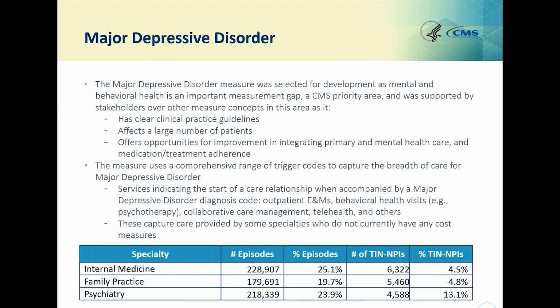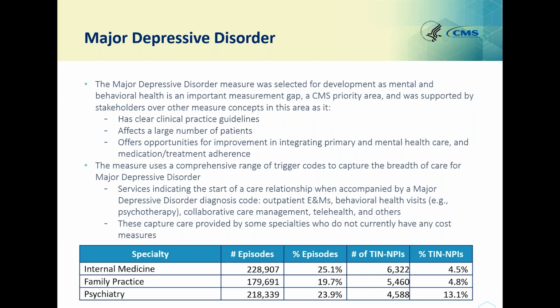Next, we have the Major Depressive Disorder measure. Developing measures for mental health and behavioral health is something that we've been tracking as an important gap, as well as a CMS priority area. In the public comment period for measure prioritization, we heard from stakeholders that they supported the Major Depressive Disorder measure over other potential measures like bipolar and schizoaffective disorder, as it has clear clinical practice guidelines. It also affects a large number of patients and offers opportunities for improvement, such as the integration of primary and mental health care and medication or treatment adherence.